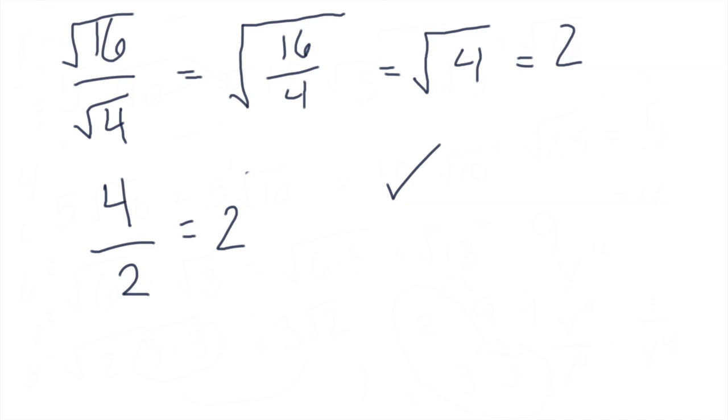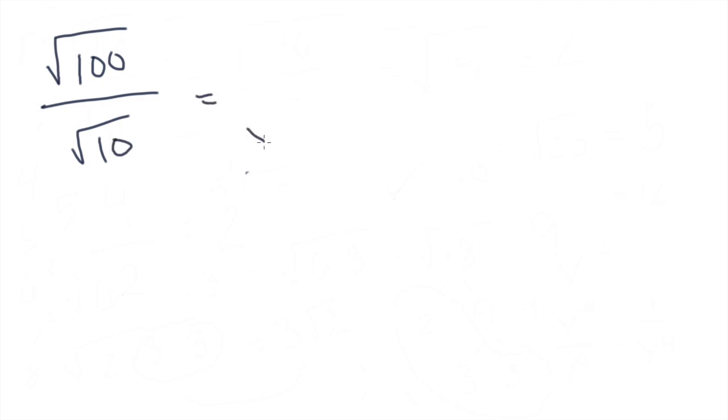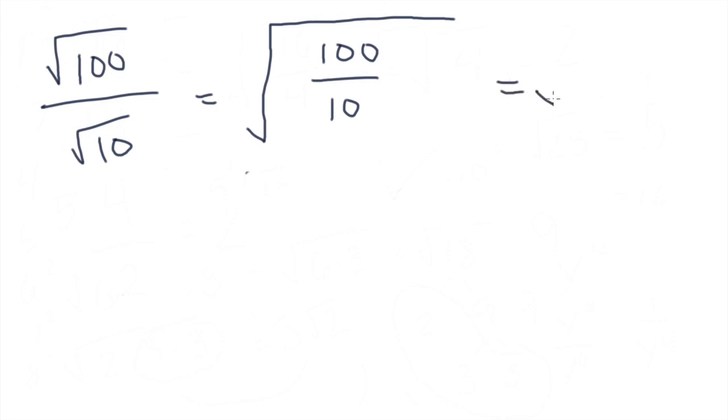Let's try some more problems like this. Say I have the square root of 100 divided by the square root of 10. Let's simplify this problem. So I'm going to start by bringing the square root up and over the whole thing. So we have 100 divided by 10 all in the square root. Now we know that 100 divided by 10 is 10. So this is simply going to be square root of 10.